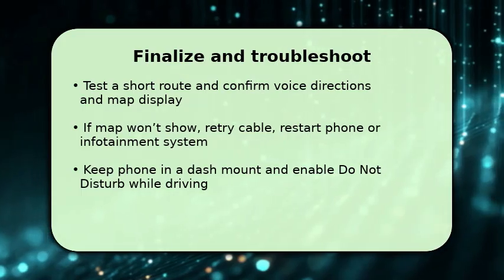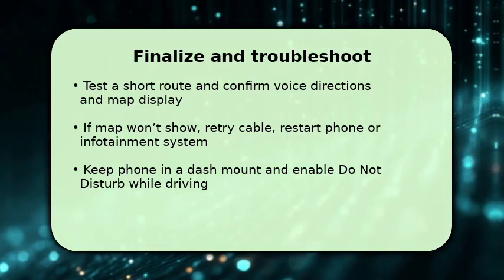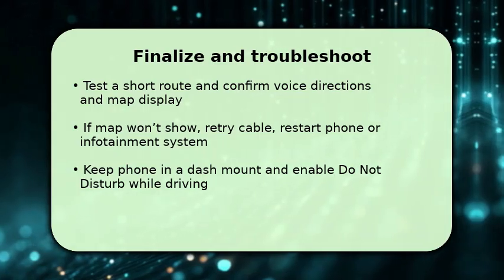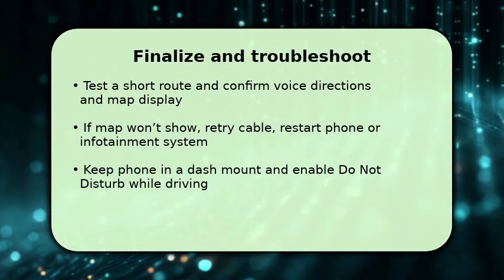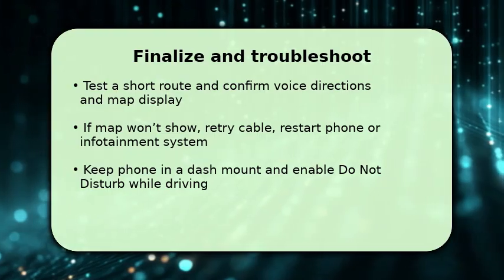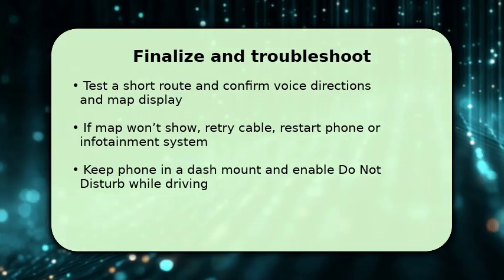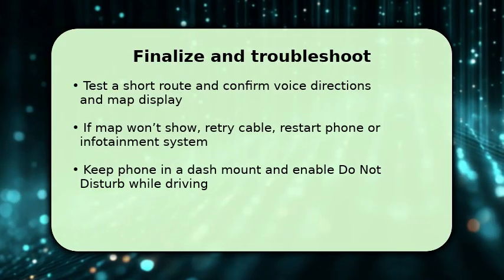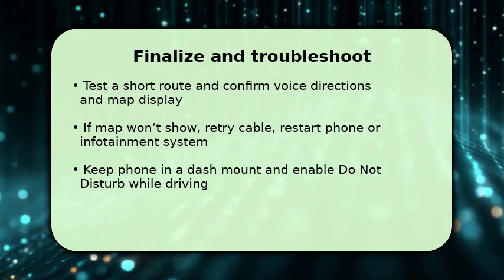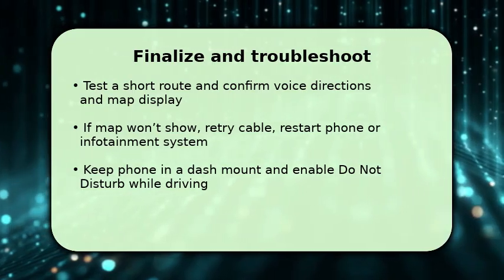Watch for lane guidance and ETA updates. If the map doesn't appear, unplug and replug the USB cable, restart your phone, or reboot the Kwid infotainment. These simple resets clear common handshake errors. Also check that data is enabled on the phone if online features fail.